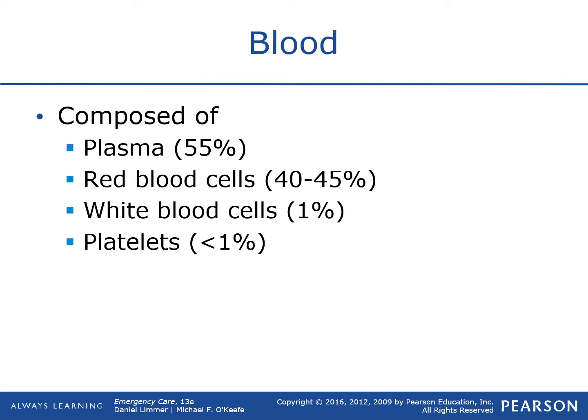So know the basics of your blood is mostly plasma. The majority of it is plasma. And then the next most abundant source by far is red blood cells, and then your white blood cells and platelets account for very little percentage of your blood.